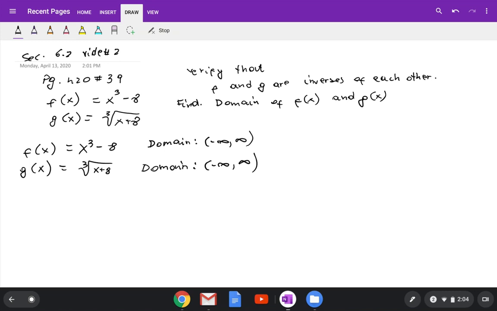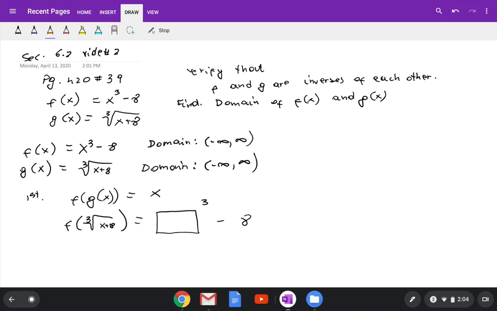So we need to verify that f and g are inverses of each other. First, we learned the theorem that if they are inverses, create the composition f composed with g of x and show that it will give you x. Inside of function f, we plug in function g, which has equation cube root of x plus 8. So I copy the equation of the outside function, x to the third power minus 8, and replace x with the equation of function g, the cube root of x plus 8.